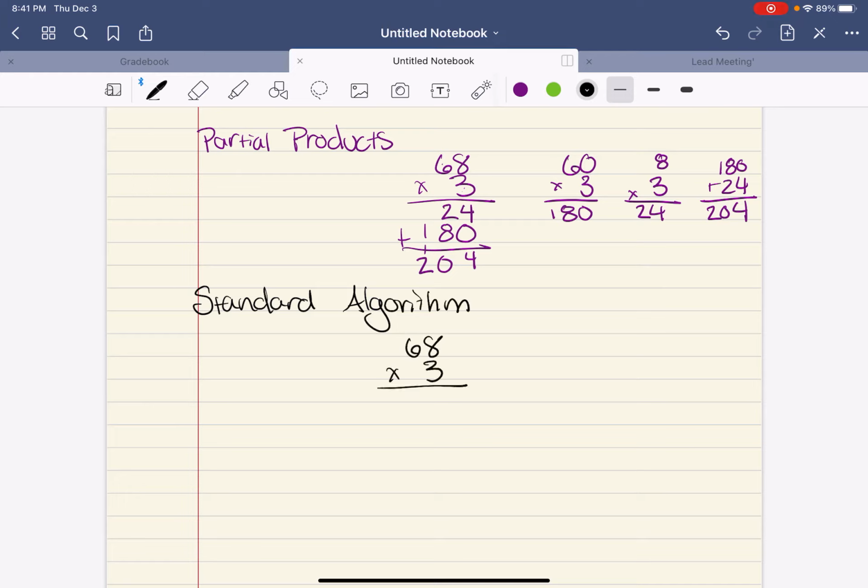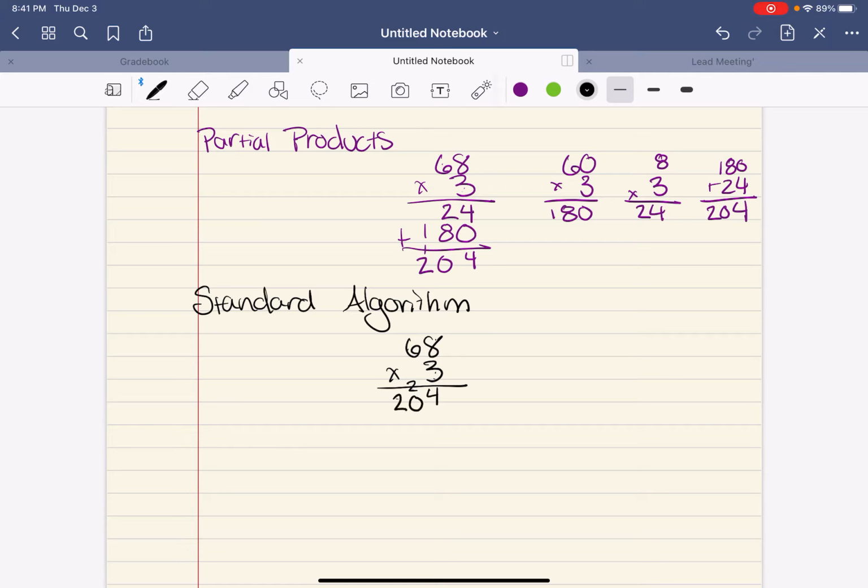This is a place value strategy because we're looking individually at each place. So 3 times 8 ones is 24. 3 times 6 tens is 18 tens plus these 2 tens. So 18 tens, 19 tens, 20 tens.